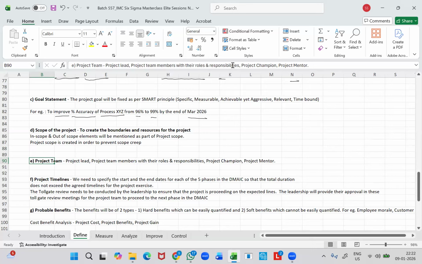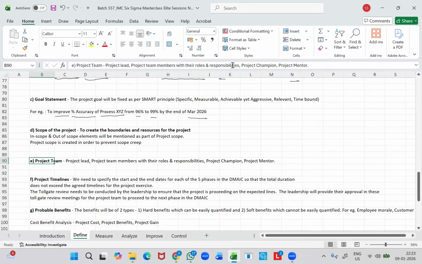So the project team members, we need to have a team consisting of 3 to 4 members. That's more than sufficient. It's not as if you need to provide opportunities to each and every person in the process team to work on a Six Sigma project. So you cannot have 8 to 9 project team members. That will not really help you to work on the project exercise in a calm manner, right? There will be a lot of turbulence if you have a huge project team with you.